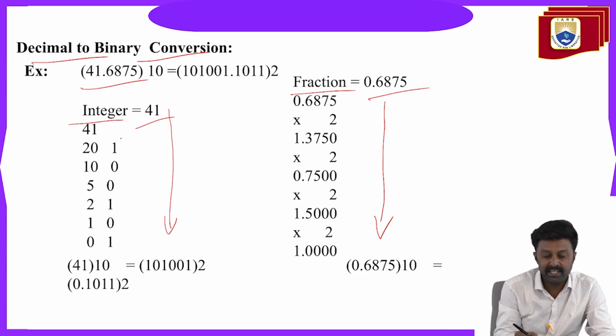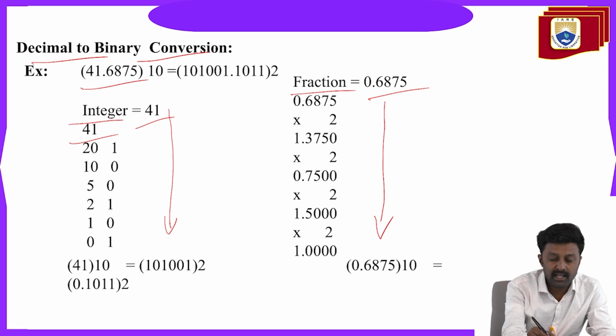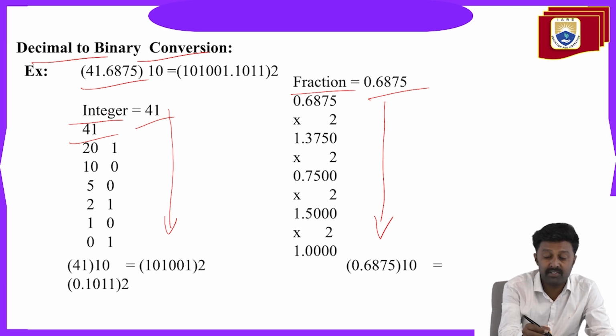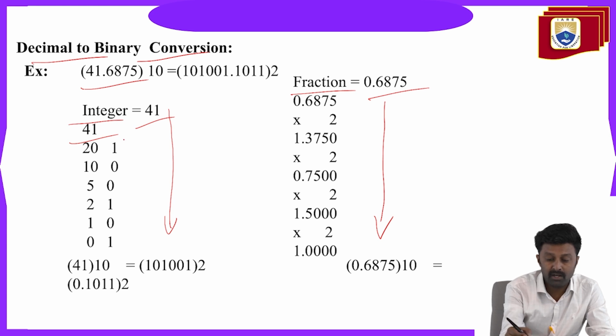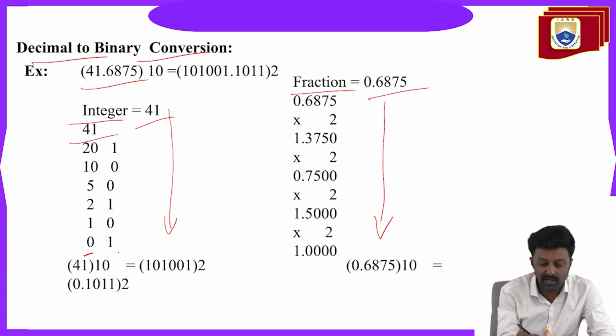First we'll see the integer part. What is the procedure? The integer part is converted by successive division. We do the successive divisions like this, till we get the remainder 0. Once we get that, we stop and take the remainders from here: 1 0 0 1 0 1. So by successive division, we have got this number.